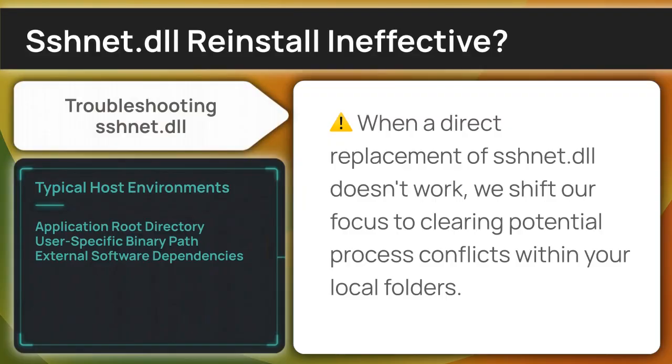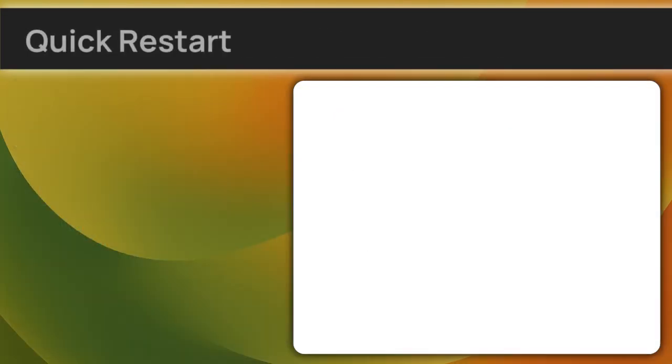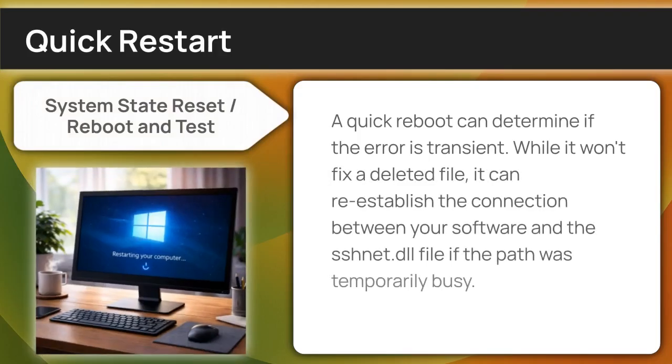A quick reboot can determine if the error is transient. While it won't fix a deleted file, it can re-establish the connection between your software and the SSH.NET file if the path was temporarily busy.